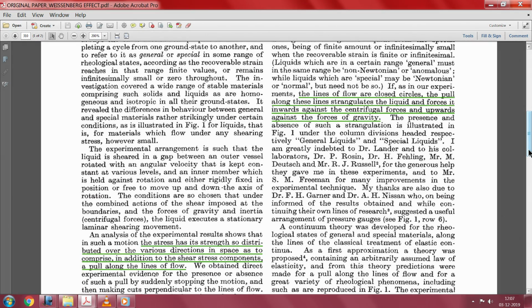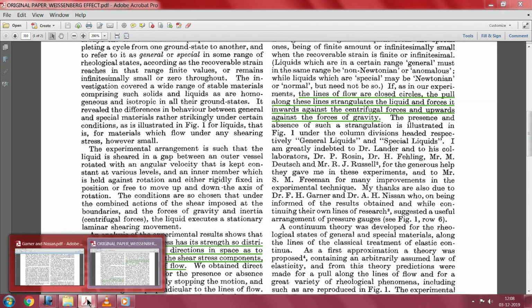The other important thing, as I said just before, is that before him there were a couple of gentlemen who had performed very good experiments, and they had talked about this particular phenomena, and that is Garner and Nissan. You can see that in this article he actually thanks Dr. Garner and Nissan, who on being informed of the results obtained and while continuing their own lines of research, suggested a useful arrangement of pressure gauges. Anyway, let us quickly look at Garner and Nissan's paper as well.